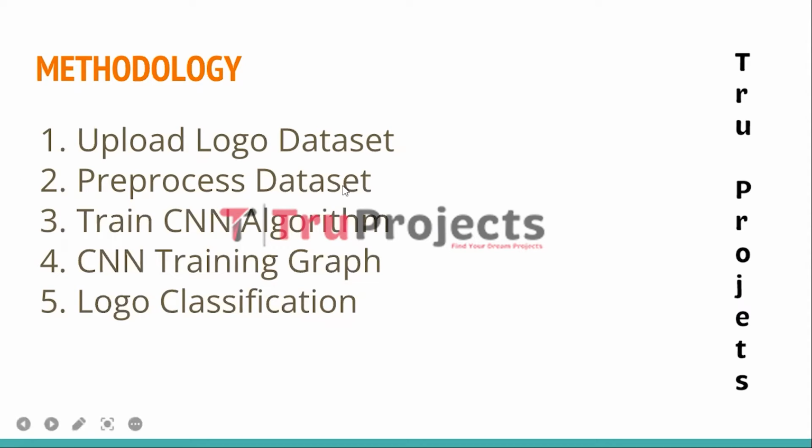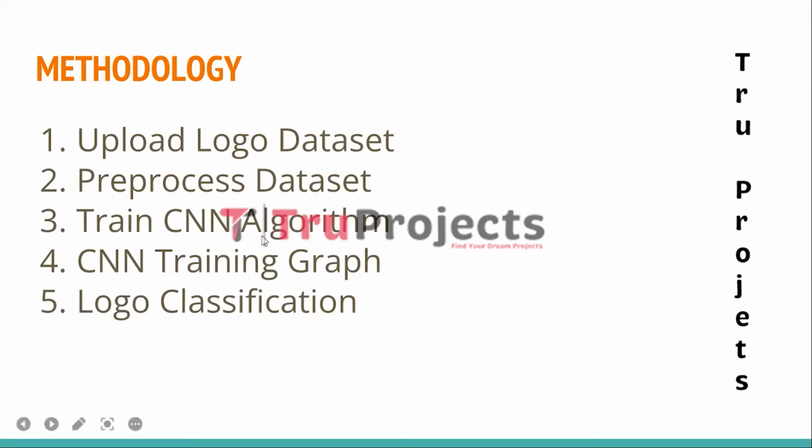And the second module is Pre-process the Dataset. This module focuses on pre-processing the logo dataset before training the model. Each image in the dataset is read and pre-processing steps are applied. These steps include resizing all the images to a consistent size, normalizing the pixel values to a common scale, and shuffling the dataset to ensure randomization. After pre-processing, the dataset is split into training and testing parts, with 80% of images allocated for training and 20% of images allocated for testing.